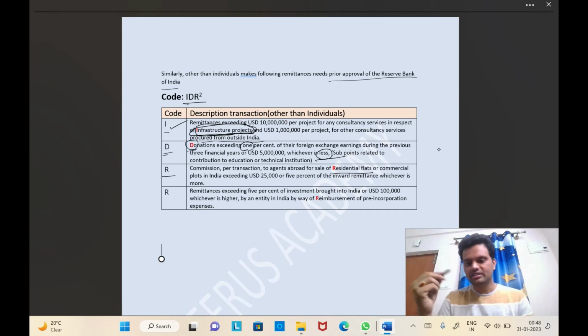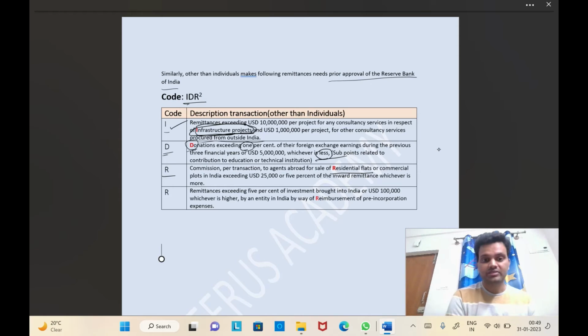So you have a residential flat in India, and there is an agent, a real estate agent or broker, sitting outside India, and you made a remittance to that agent for the residential flats which are situated in India. For that remittance, you need to take the RBA approval. When? If the amount of remittance, the commission, is exceeding $25,000, then you need to take the RBA approval. That is related to one R.